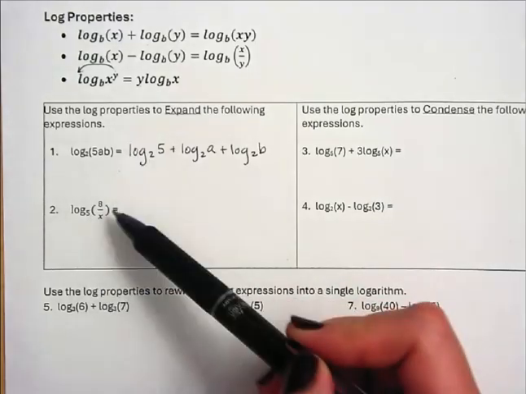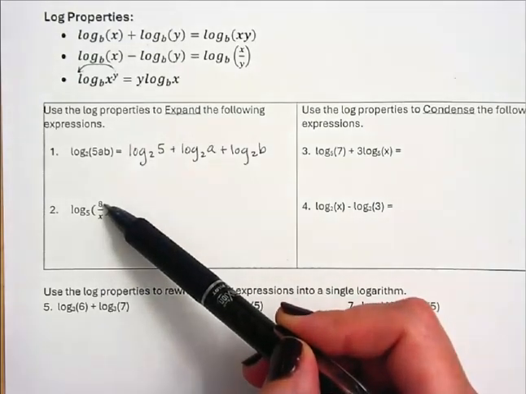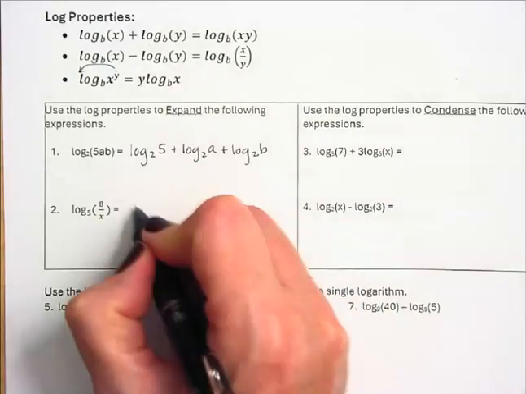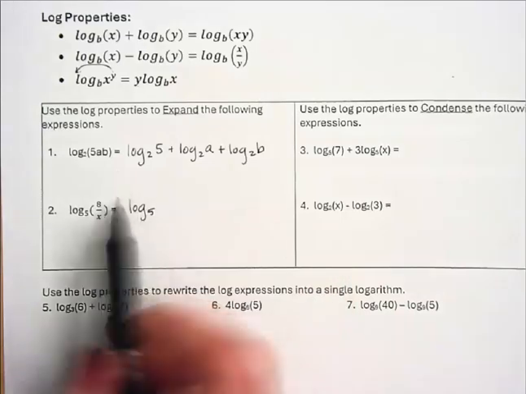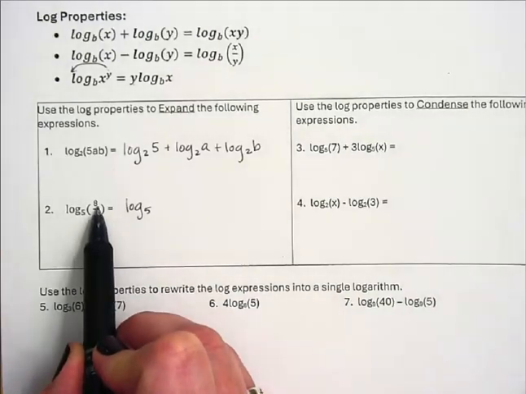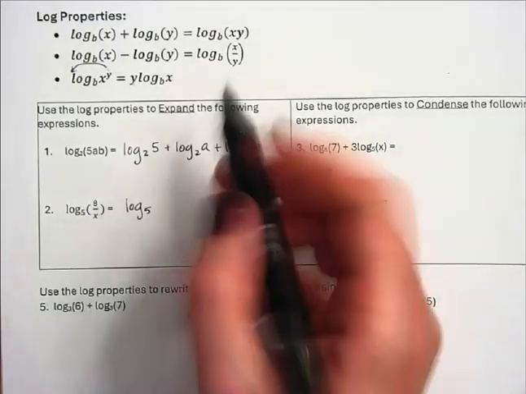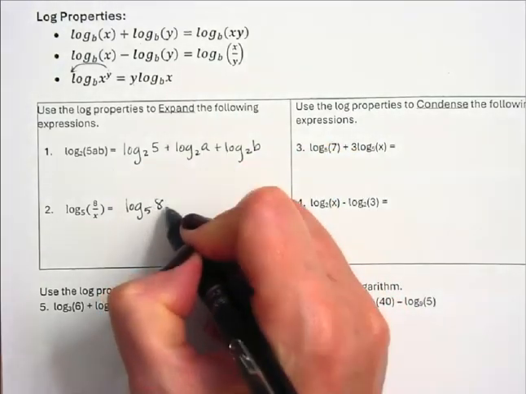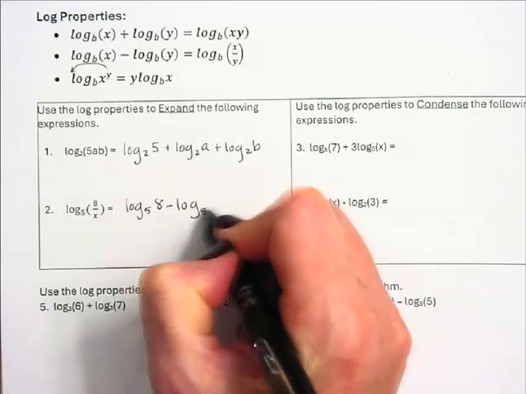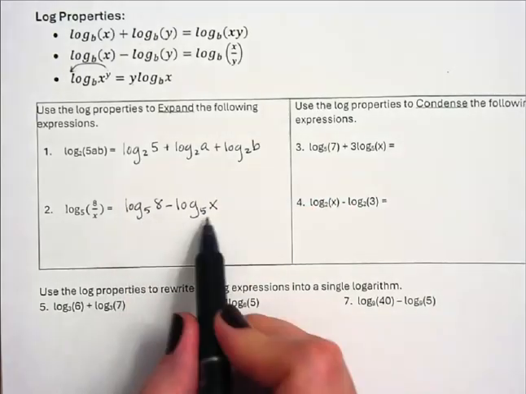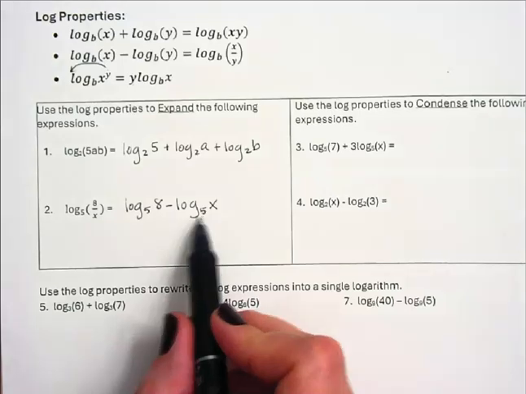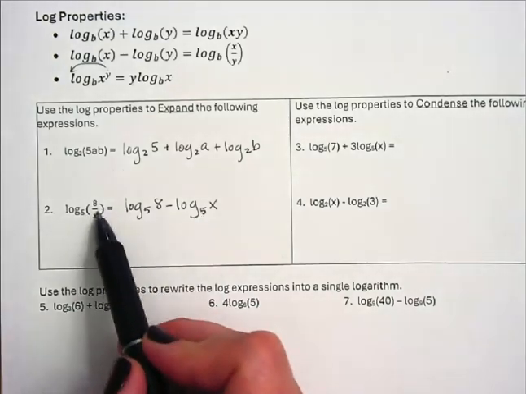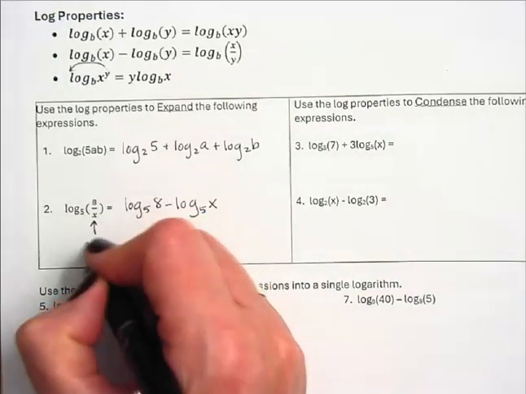This single log where the terms inside are being divided would expand to two logs using subtraction, and the 8 is going to come first. So whatever's in your numerator will come first. Notice how I've written the base 5 each time, so that's important. Also, the term that's inside the parentheses is called an argument.